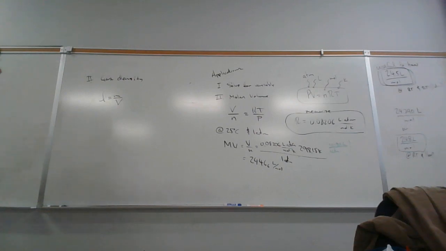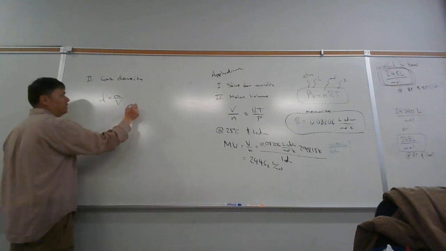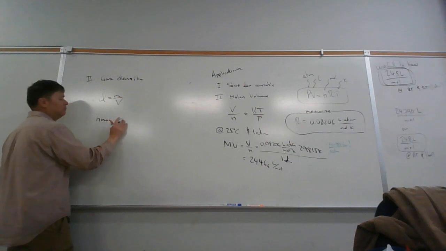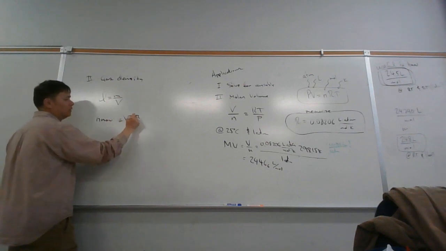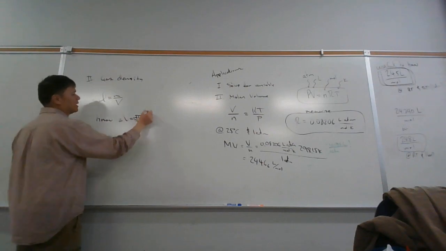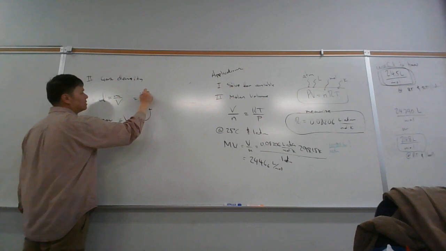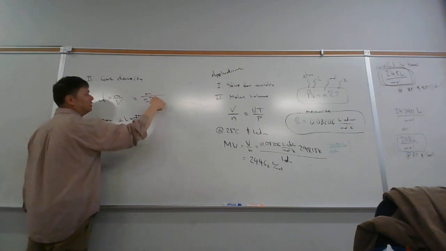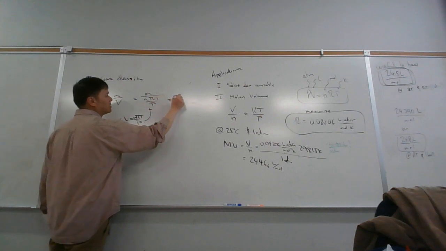And so what we're going to do is this. We know that the volume is equal to nRT over P. And then we'll substitute that in here. And so this is going to be the mass over nRT over P, and then invert and multiply. So we're going to get the mass times P divided by nRT.